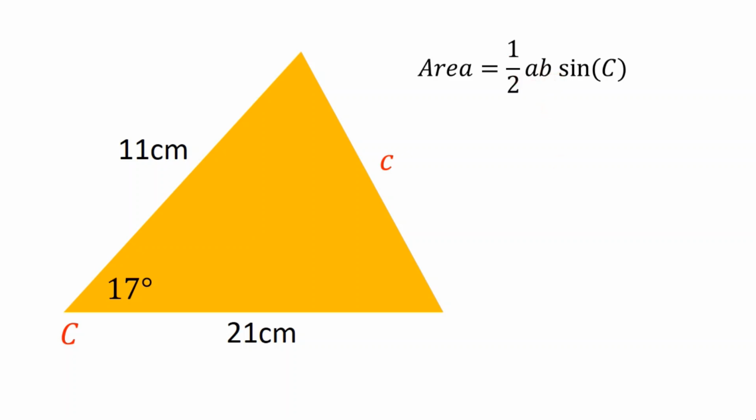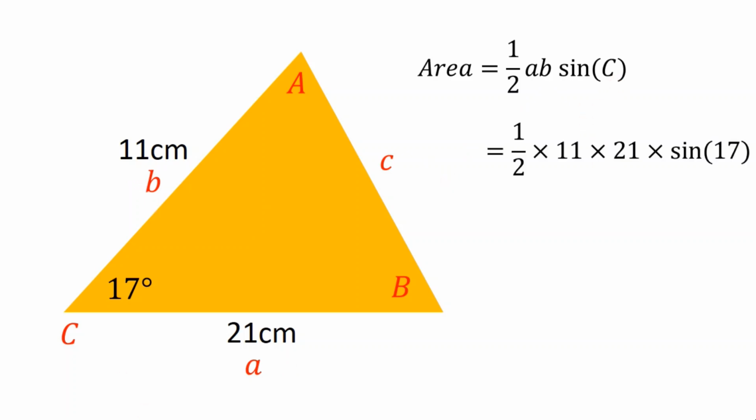It doesn't matter which way around I get A and B, so I'm just going to put them in randomly, and then make sure I get the angles opposite correct. So this is little a, so that needs to be big A. That's little b, so that needs to be big B. And then I'm going to plug in my numbers. So A is 21, B is 11, and C is 17. If I plug that into a calculator, I get 33.77 centimeters squared, which again to me feels approximately correct for the area.